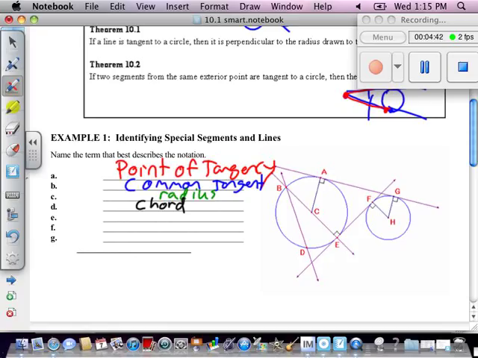So when it says D to B, it doesn't have the arrows at the end, so it's not a line. It's a segment. So, C. Center. Just call it the center. Center of the circle. We could say center of circle C. That's shorthand for circle C.